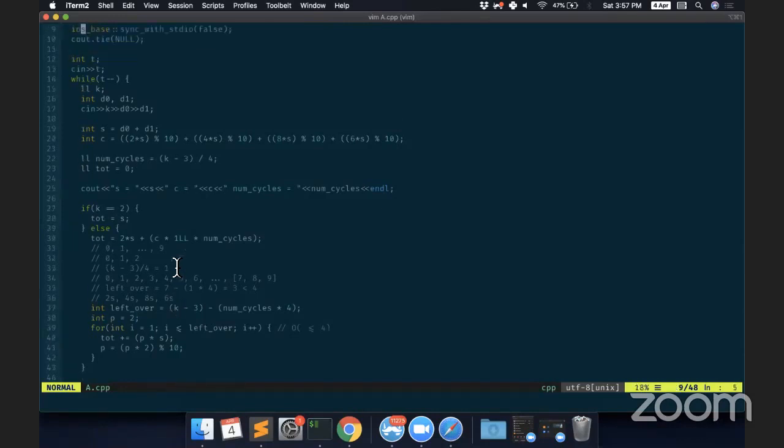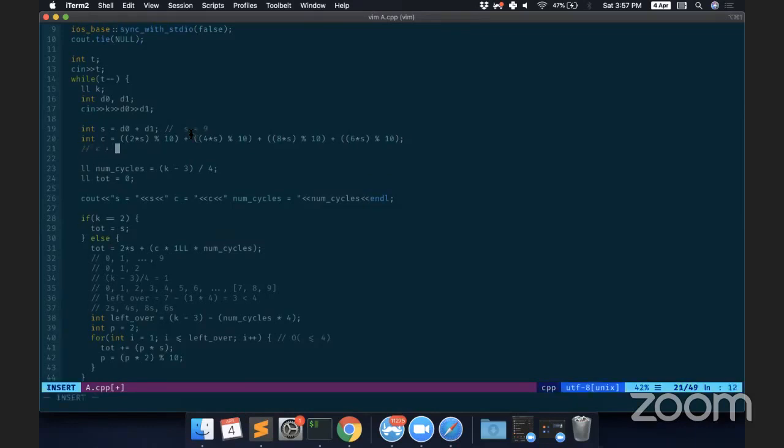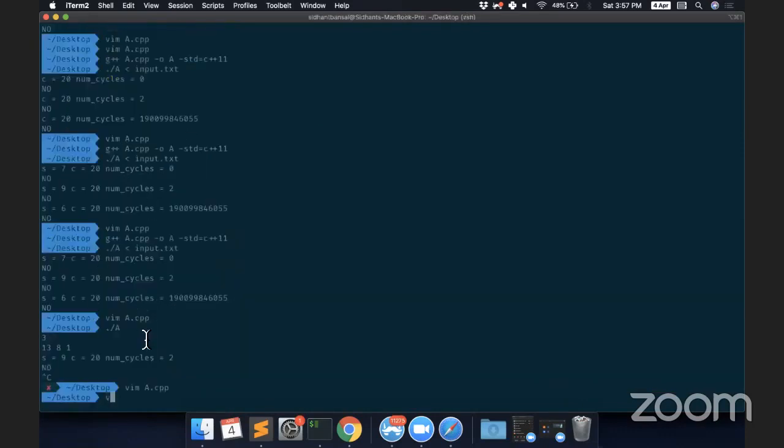Anyone got any ideas? Like why is the C? I feel the C is incorrect. Like S here came out to be 9. But C here should have been, I don't know, 18 mod 10, which is 8 plus 6 plus 2 plus 6 into 10, 54, 4, which is, oh, which is correct. Okay, sorry, 14, 16, 20. Okay, sure, that's correct. Okay, then number of cycles comes out to be 2. Is that correct?